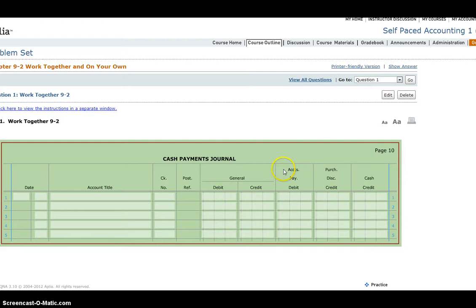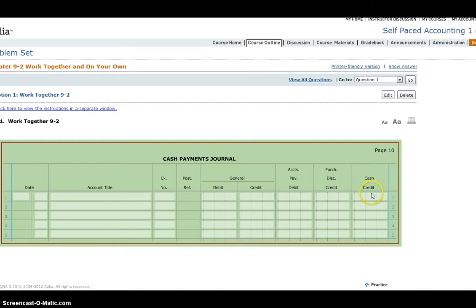But here's something that's new, accounts payable. Anytime that you have an accounts payable account that is debited, meaning you're paying it off, that is going to go right here in a cash payments journal. Notice it wouldn't have the accounts payable credit column because that would mean you purchased something on account. That's for the purchases journal, so we don't have that. The purchases discount credit column is whenever we receive a discount for paying, and we'll show you that later. And then obviously in the cash payments journal, this column right here, cash credit, is always going to be used.